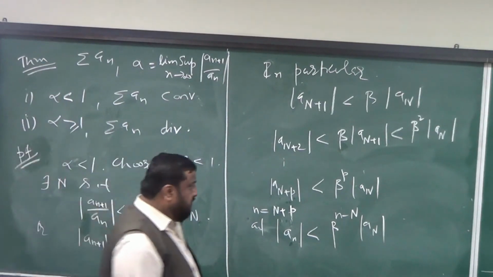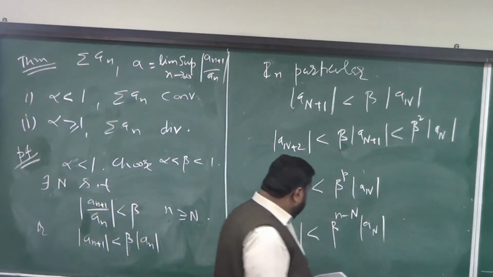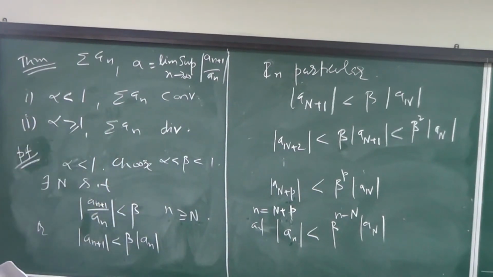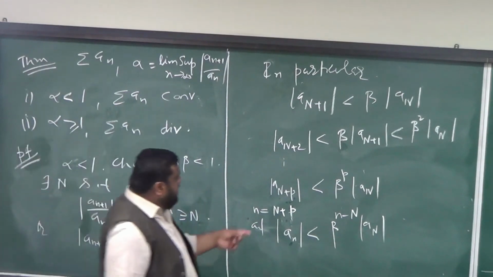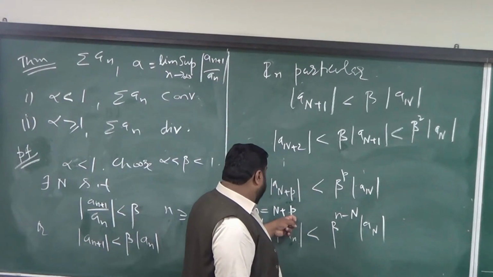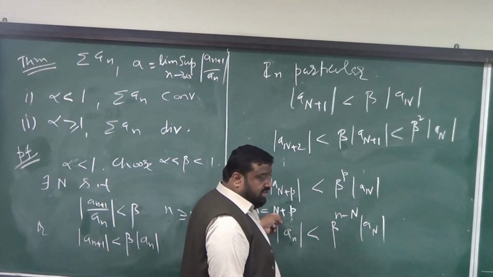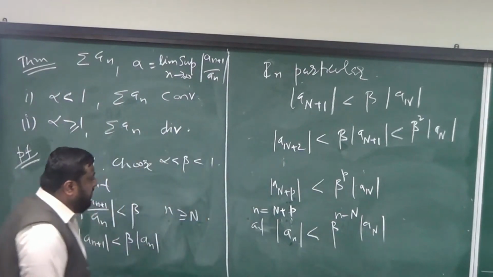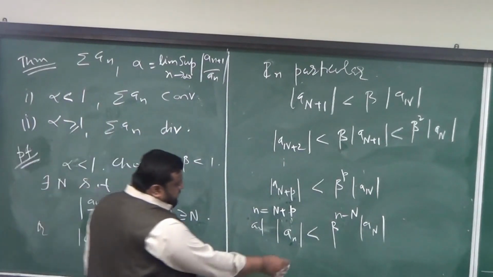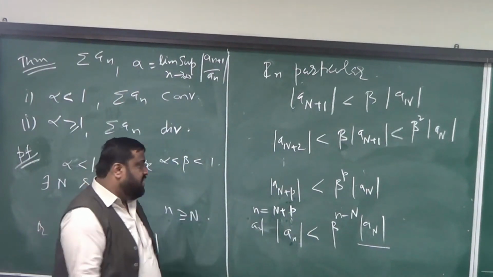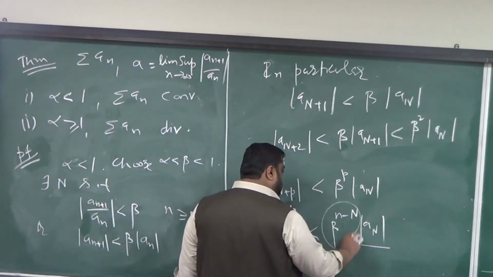They can say the same thing. If this is the case, why? Just think about it. So if I have n plus p here, I have beta power p. So what is going to be the p? It is going to be n minus n. Now that's a fixed number. Okay. And you have what here?